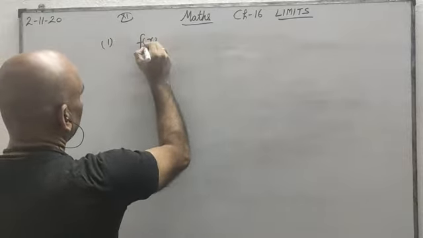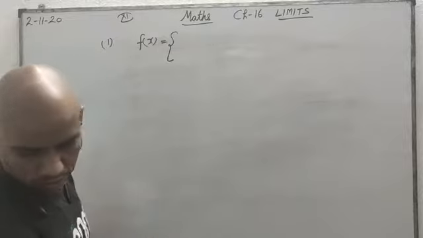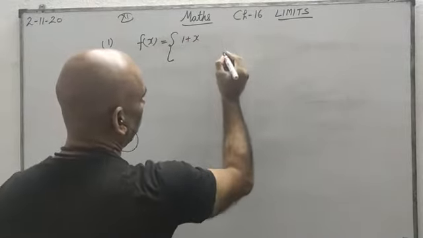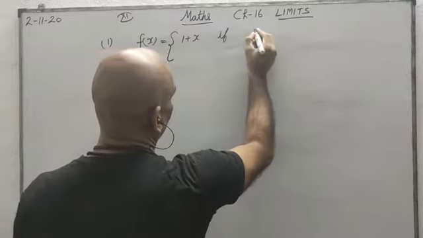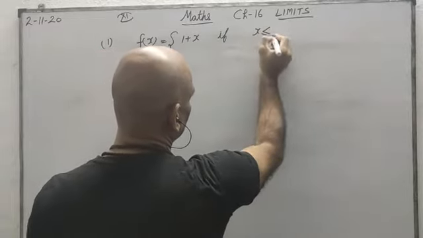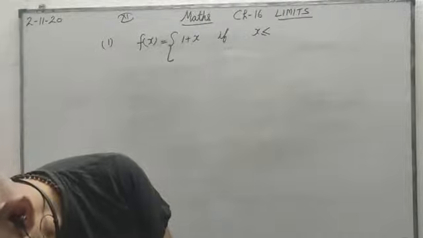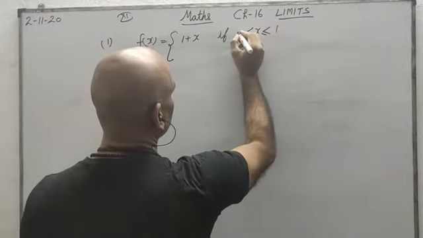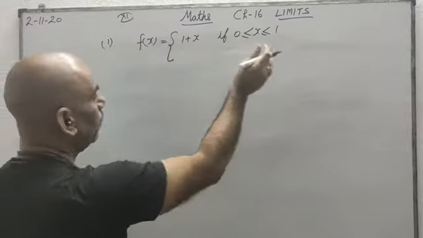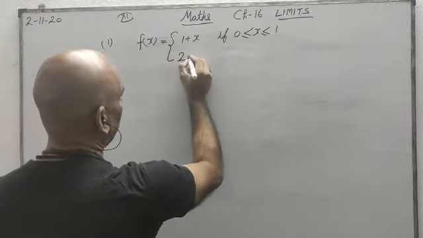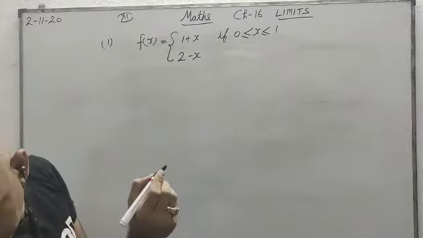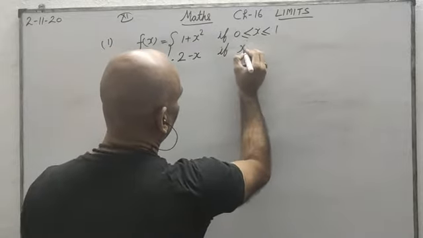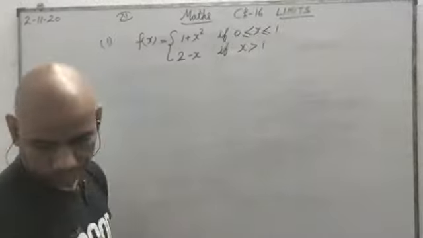f(x) is given as 1 plus x square if x is greater than or equal to 0 and less than or equal to 1. So till 1 we will use this function, and 2 minus x, sorry, 2 minus x if x is greater than 1.